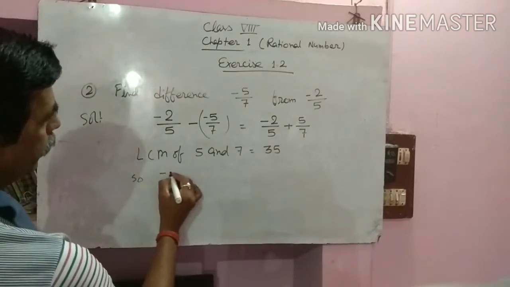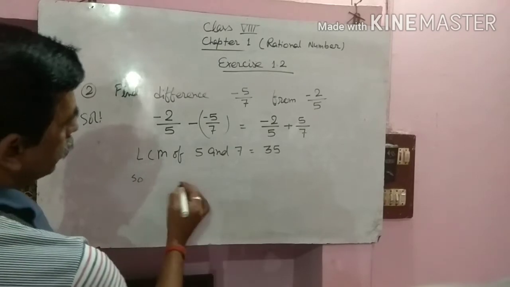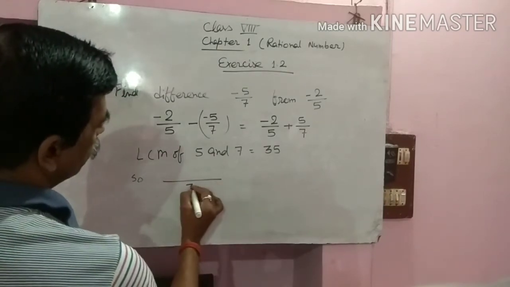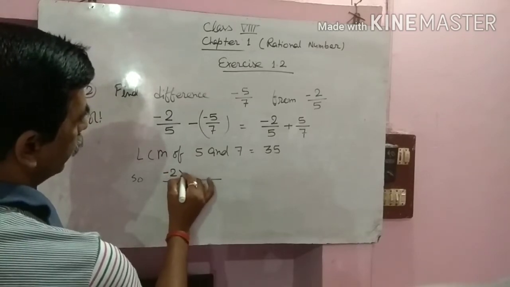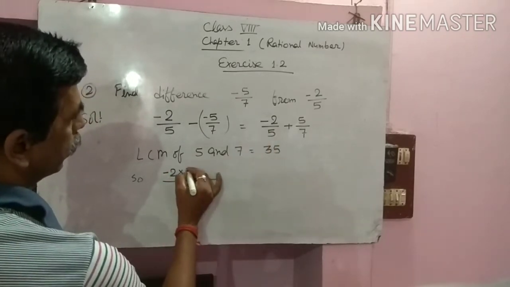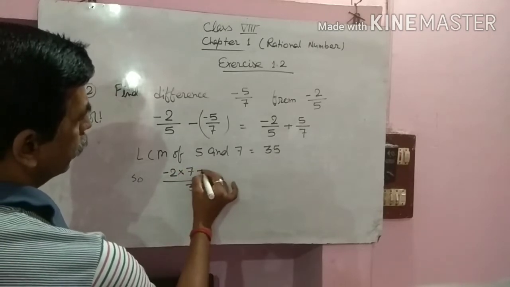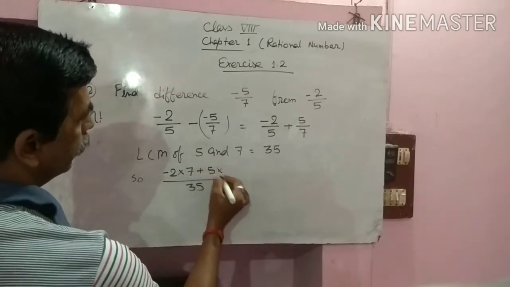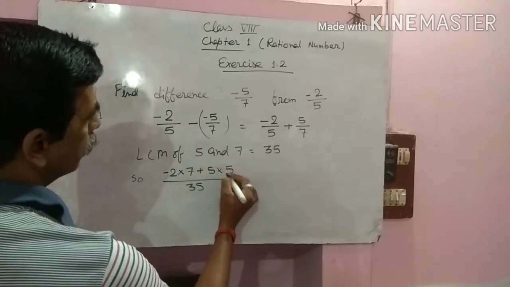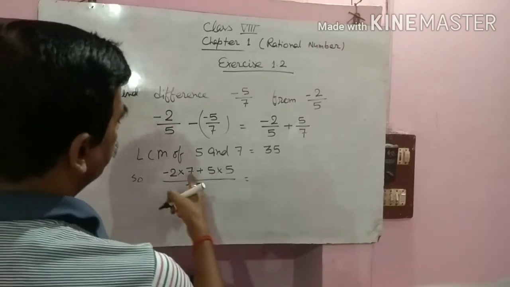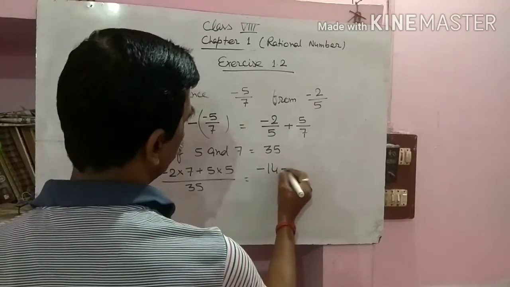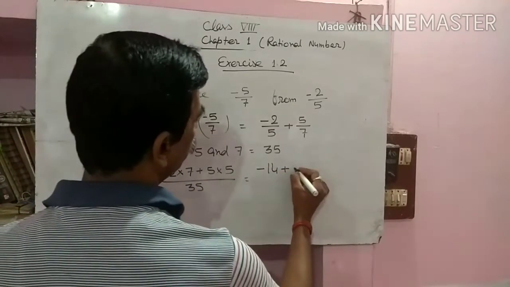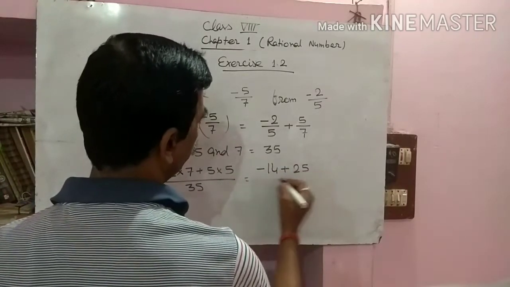So the LCM is 35. We write minus 2 into 7 (5 7s are 35), plus 5 into 5 (7 5s are 35). So it becomes minus 14 plus 25 by 35.